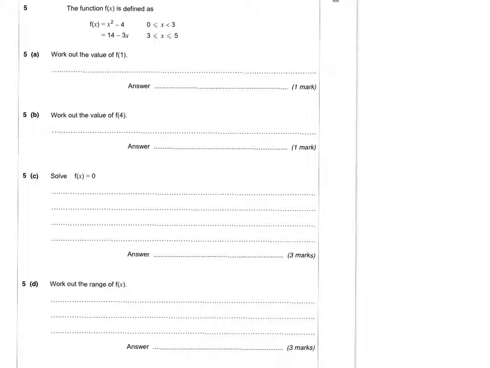Okay, question 5. The function is defined as f of x equals x squared minus 4 from 0 to 3, and 14 minus 3x from 3 to 5. Work out the value of f of 1. So we'll be using the first function. So it will be 1 squared minus 4, which would be equal to negative 3. So f of 1 is equal to negative 3.